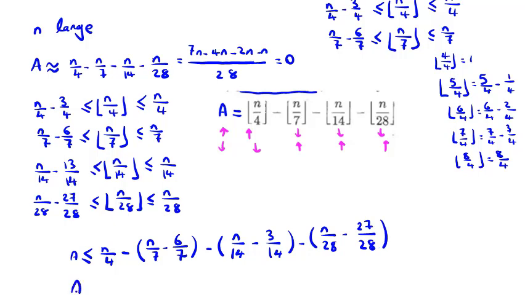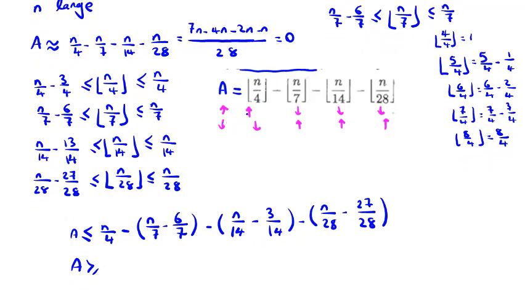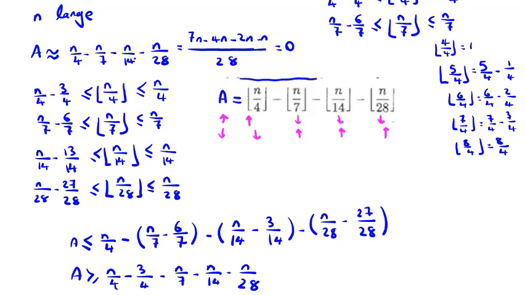That is for the maximum, and A is greater than or equal to what? To minimize A, you minimize n over 4, which gives n over 4 minus 3 over 4, and then maximize n over 7. So you write minus n over 7, minus n over 14, minus n over 28. And when I calculate n over 4 minus these three with a common denominator, it will be 0. So all these terms are 0.